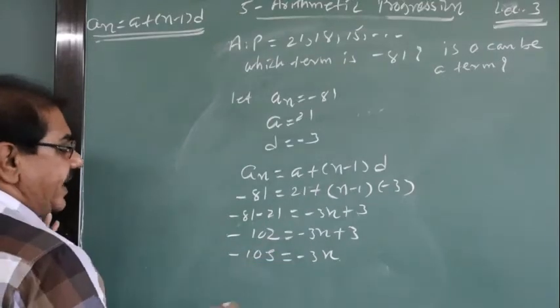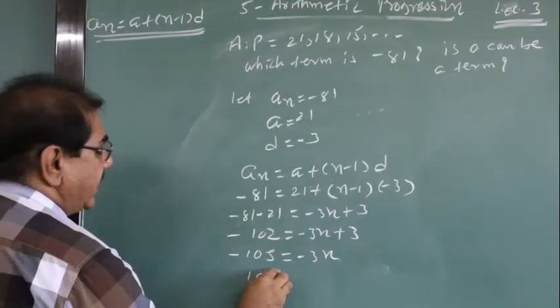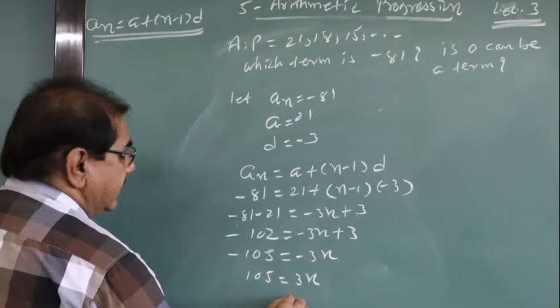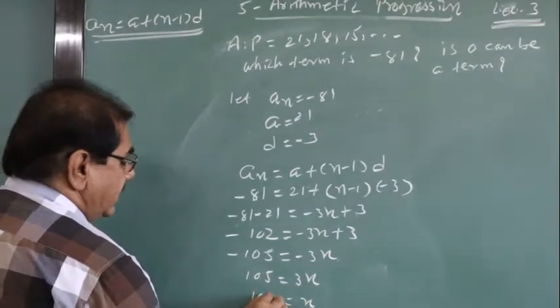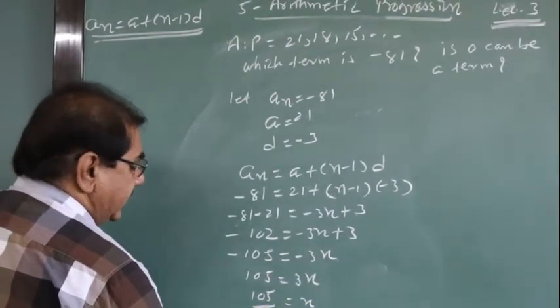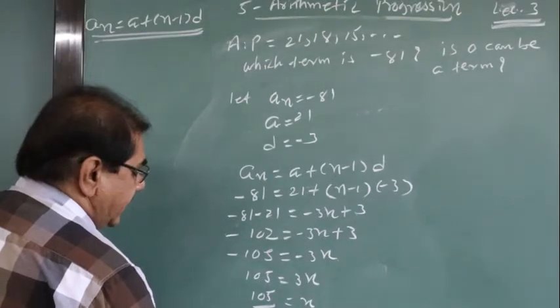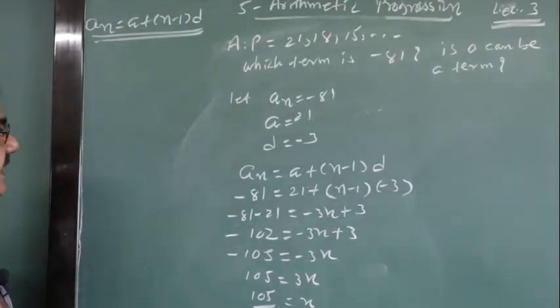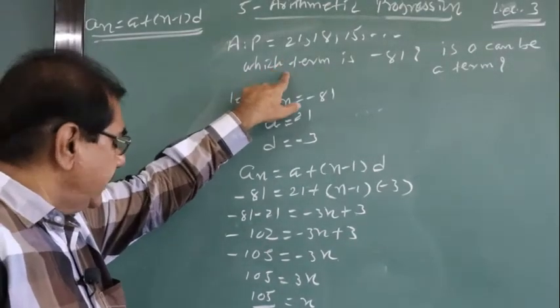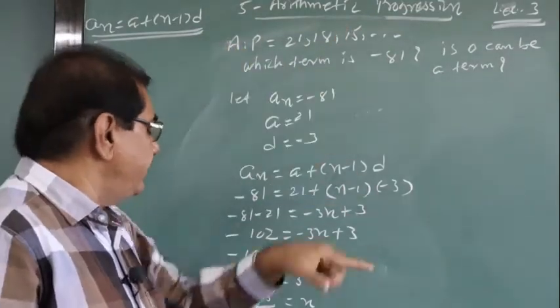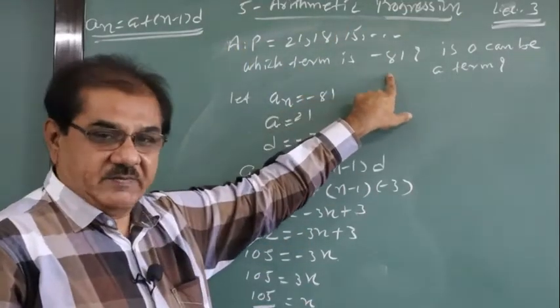The minus sign from either side cancels. So 105 is equal to 3n. So n is equal to 105 upon 3. So n is equal to 35. So we can say the 35th term of this AP will be minus 81.